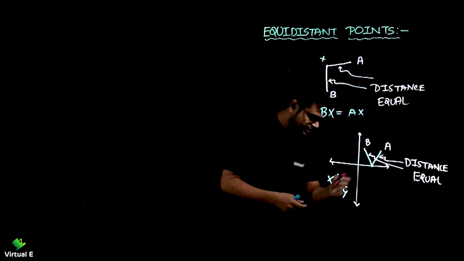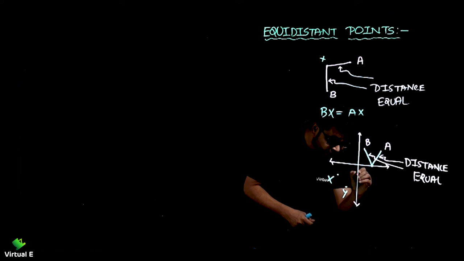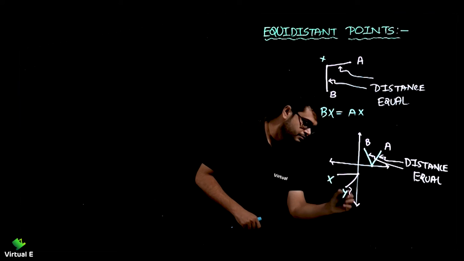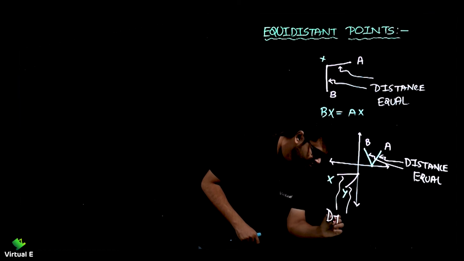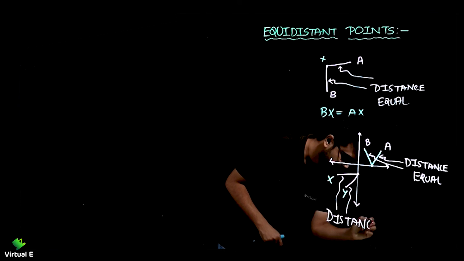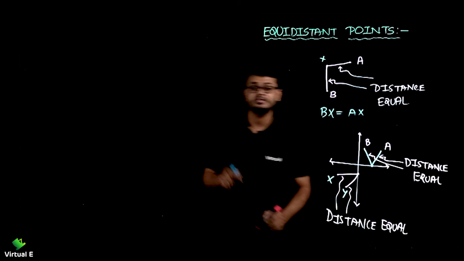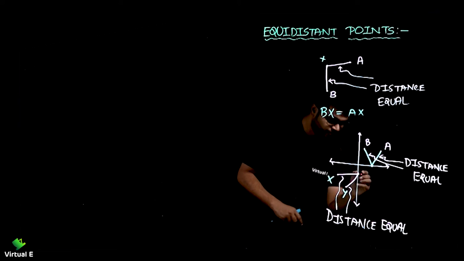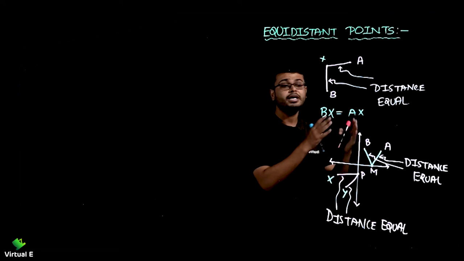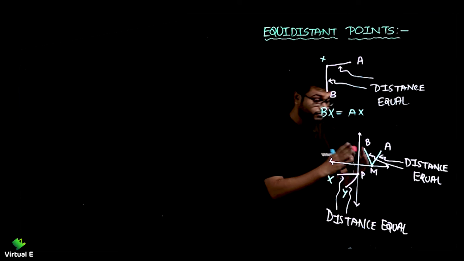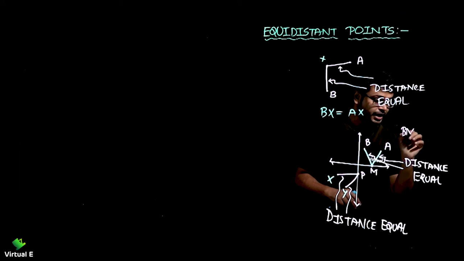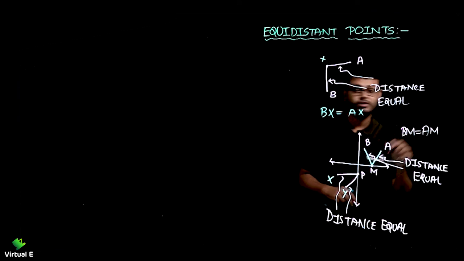So let's take an example. Let's say it will be somewhere around here. So this distance and this distance will be equal, right? Distance equal. Remember the condition. When I say distance equal, what is the condition? In mathematical form, let me say P over here and M over here. If I want to write the mathematical condition for this, that will be BM is equal to AM for this x-axis.